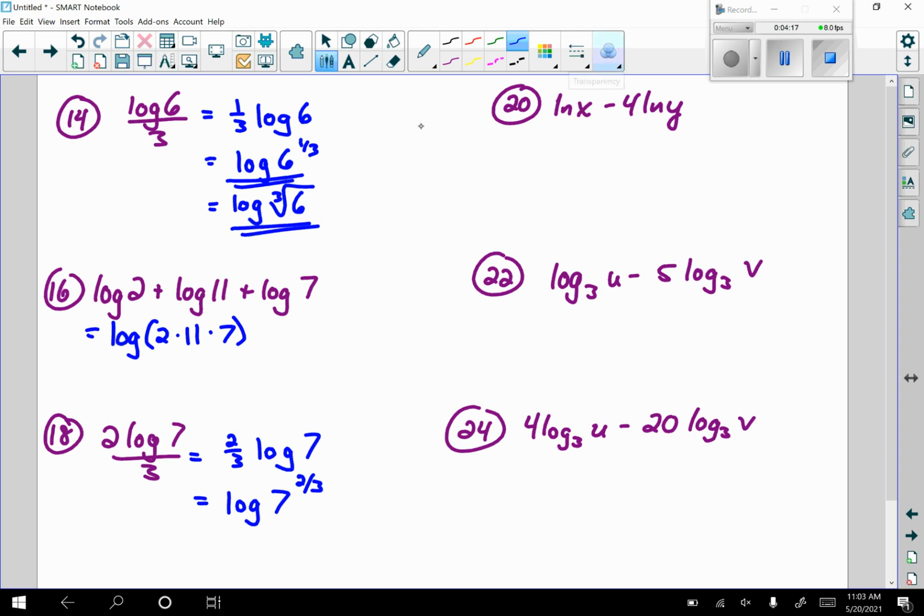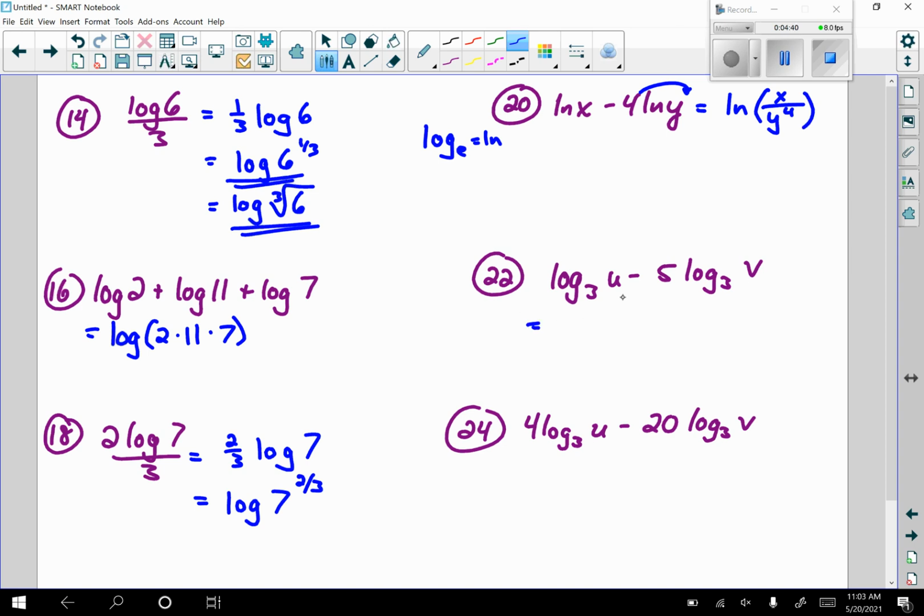Now number 20, I didn't mention this yet, but this is an ln. This is a natural log. If you explore this any further in any future classes, it's just log base e. So it takes on the same properties as logarithms. So all this means is we write ln instead of log. So this becomes the natural log of x, and then this 4 is going to go up here for the exponent, so it's over y to the 4th.